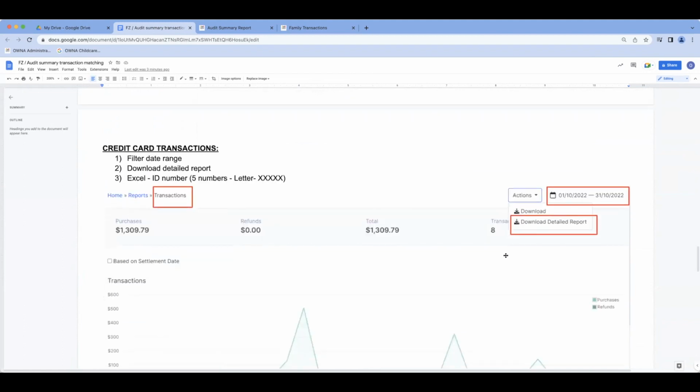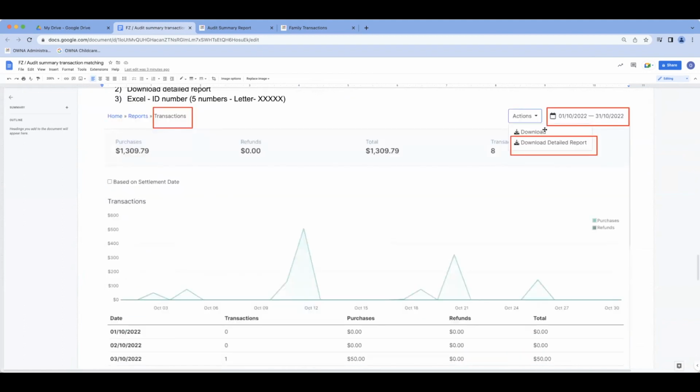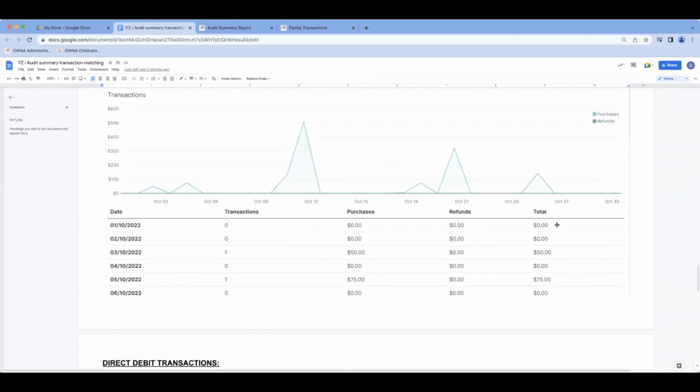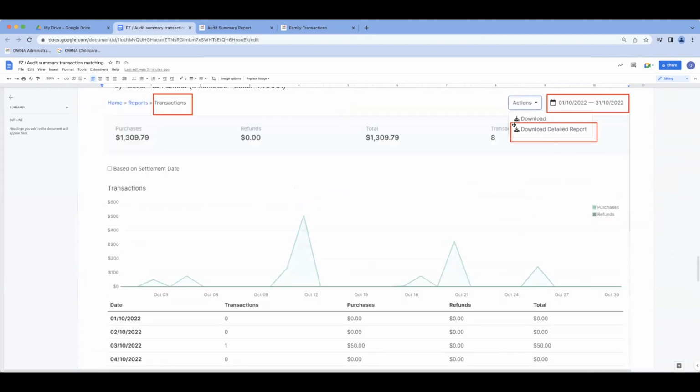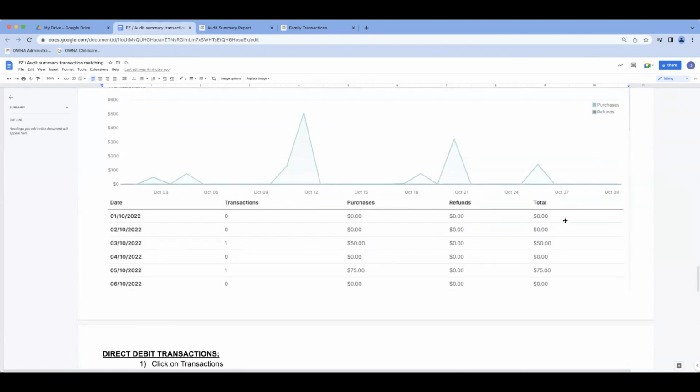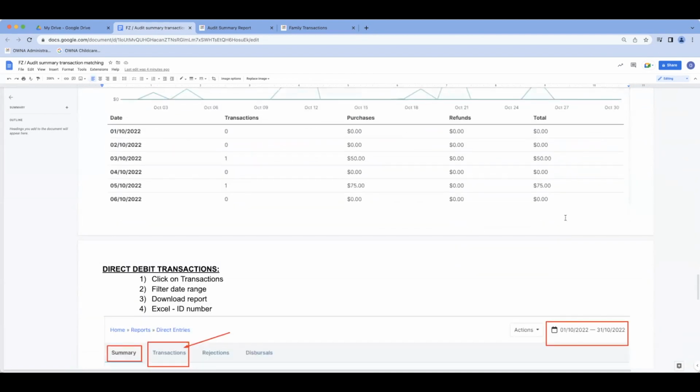Let me just keep scrolling down. So again, that's under transactions. Do your date range, do your detailed report, and that way you can see that ID. You can use this screen. It will show you, as of that date, I got one transaction, but it doesn't tell me any detail as to who's paid it, or what my fees were for that particular payment. That's why I generally encourage the download detailed report. And again, you can filter things out. You can keep things in. Now, those are your credit cards.